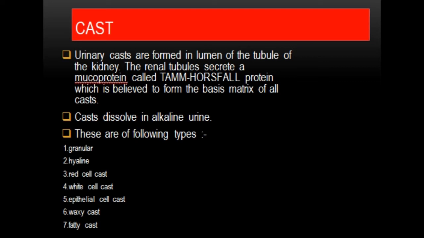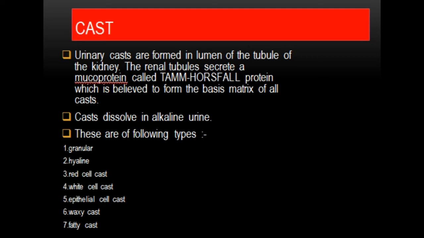Casts are tiny tube-like particles that can be found when urine is examined under the microscope, and basically they are a clump of certain substances, and they mainly form in the distal convoluted tubules or the collecting ducts. They are not formed in the proximal convoluted tubule and the loop of Henle.